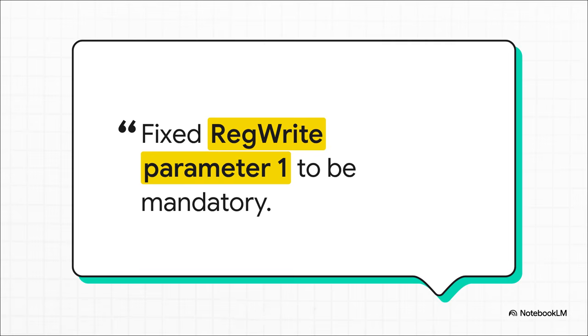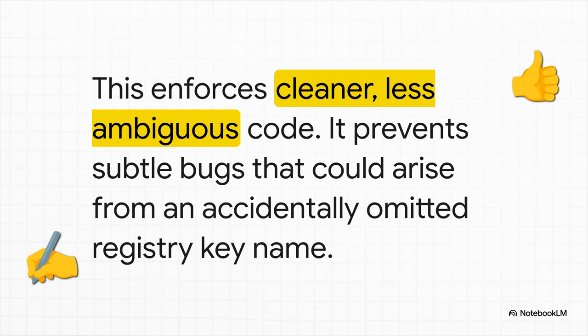Here's another change that might look small, but it has a really big impact on just writing good, clean code. The very first parameter in the RegWrite function is now required. So why does that matter? Well, because before, you could accidentally forget to put the registry key name in there, and it wouldn't cause an immediate error. It would just lead to really subtle, hard to track down bugs later. By making it mandatory, the script now forces you to be clear and explicit, which, as you know, is a huge part of writing good, maintainable code.